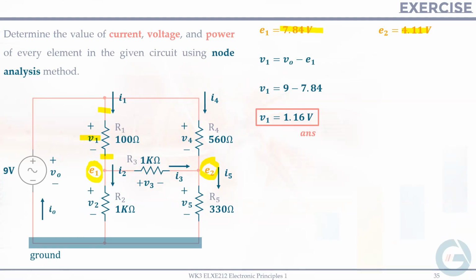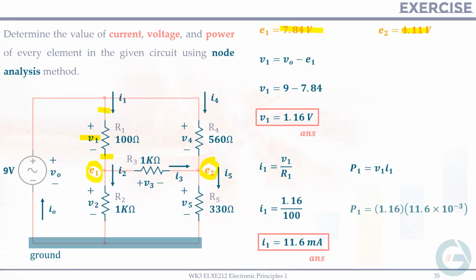So next is the current, of course, Ohm's law, V1 over R1. So 1.16 divided by R1, which is 100 ohms, and that will give me 11.6 milliampere. So for power, of course, that is voltage times current. So V1 times I1. V1 is 1.16 and the current is 11.6 milliampere. So the power dissipated by resistor 1 is 13.46 milliwatt.